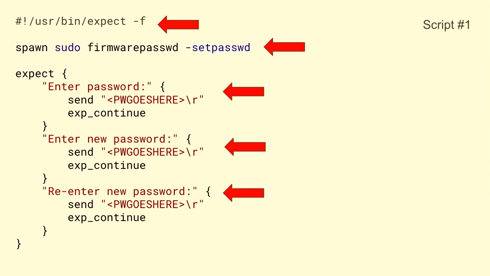So here's the script that I wrote. And as you can see here, we're spawning, not a file, but we're actually spawning the command firmware password. And we're telling firmware password to set the password, and we're expecting these prompts. So again, these are the prompts that firmware password will ask you for. It's going to ask you for your current firmware password, and then it's going to ask you to put in a new password and then confirm your new password. So your password would go in the first variable, your old one. You're sending the new password in the second one and the third one.